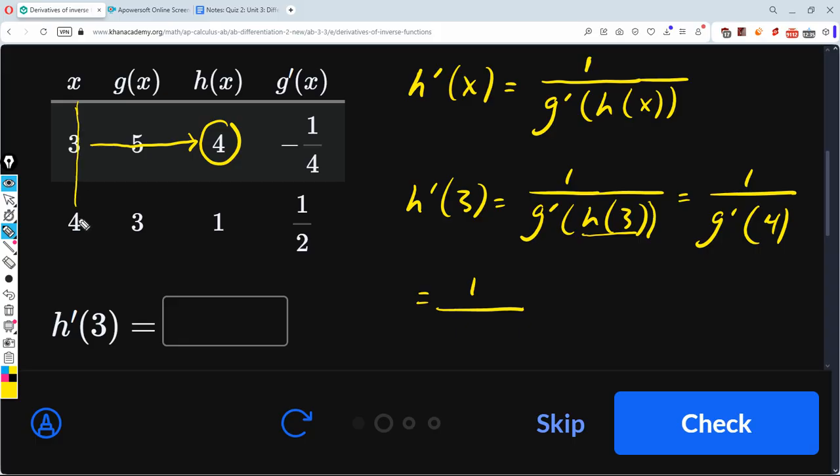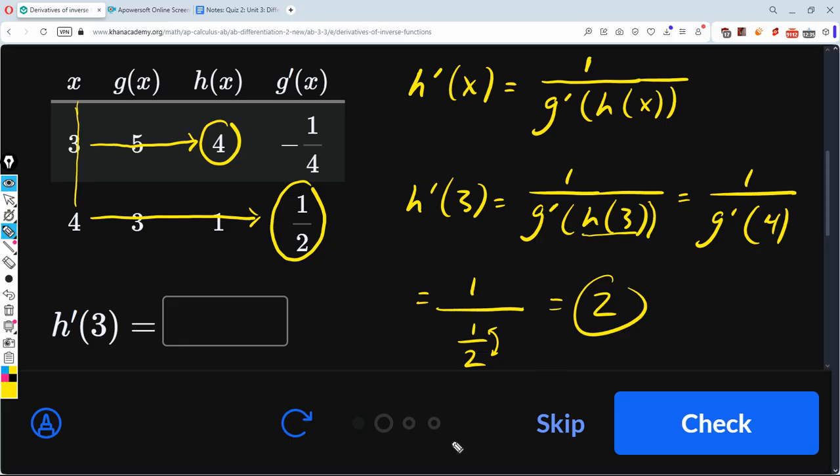This right here is x equals 4, and if we go to g prime, that's just 1/2. So it's 1 over 1/2. All right, keep, change, flip. Keep 1, change division to multiplication, and flip the denominator. 1 over 1/2 is just 2.